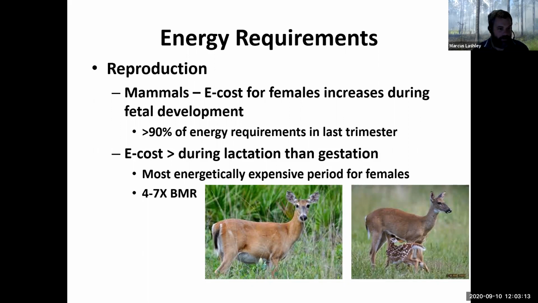And in deer, for instance, it's more expensive than antler growth. It's more expensive than skeletal growth for the young. It can be up to 7 times basal metabolic rate, especially when the mammal has basically the maximum amount of young that it can have. Like with deer, that typically is 2, can be 3, and with 3 in particular, we're probably near that 7 times basal metabolic rate in energy costs.